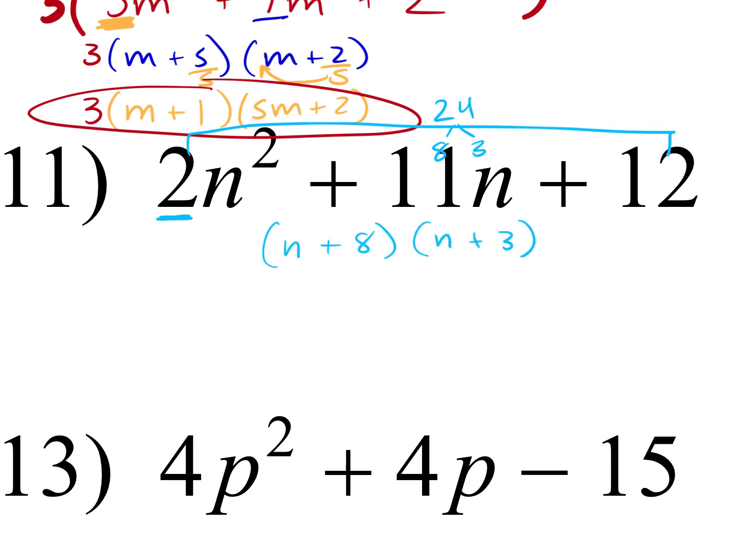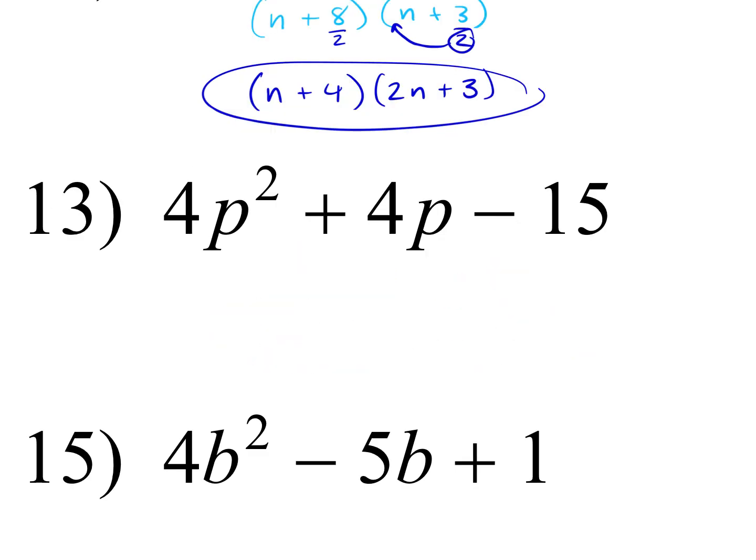What else do we have to do? Divide by 2. So since our leading coefficient, we started with multiplying it, we have to remember to go back in and divide. So we get n plus 4. And it doesn't divide in the second one, so we move the 2 in front. So 2n plus 3.